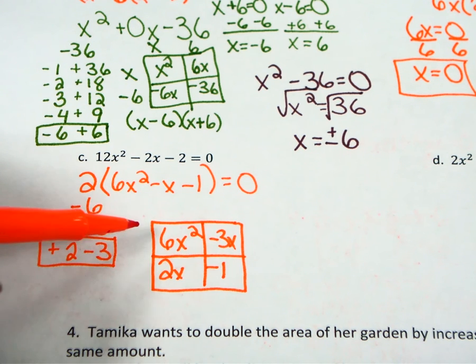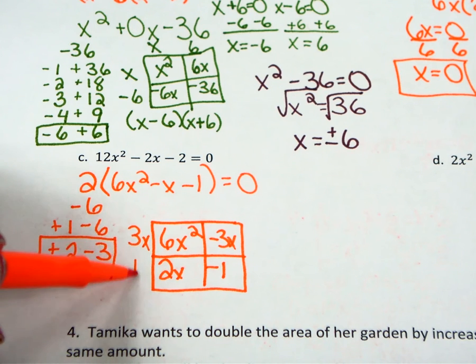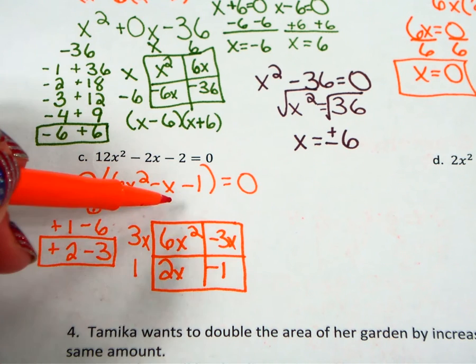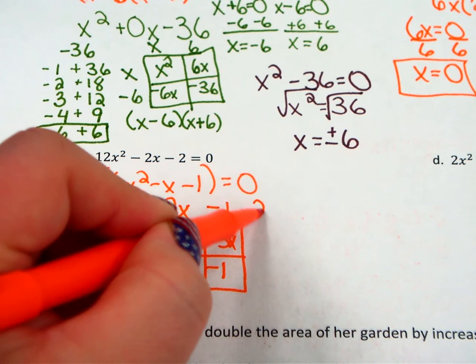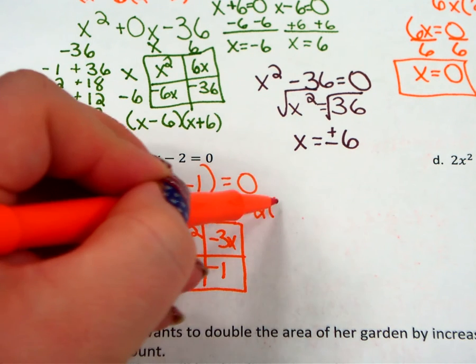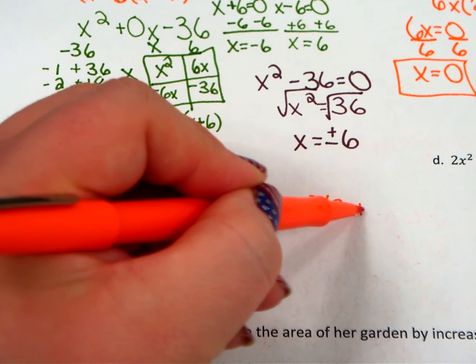The top row, I can take a 3x out. The bottom row, I can take just a 1. The left side, I can take a 2x out. The right side, I can take negative 1. So if the directions had said to factor, we would have the 2 that we took out from the beginning. Then we would have 2x minus 1 and 3x plus 1.